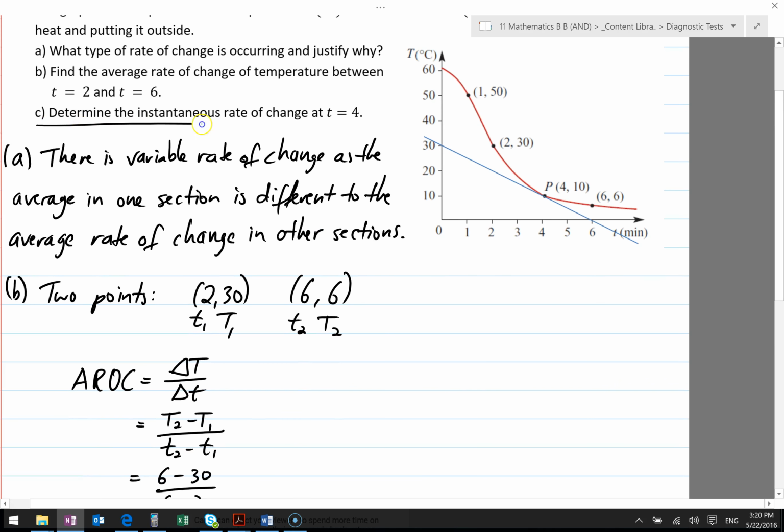Part C, determine the instantaneous rate of change at t equals 4. Again, we don't know the formula. Instantaneous rate of change is going to be the slope of this tangent. The way we'll find the slope of this tangent is by just using any 2 convenient points. I'm going to use this point here, which is (0, 30). And why not use the point that's actually on the line as well? It's a nice convenient point, (4, 10).